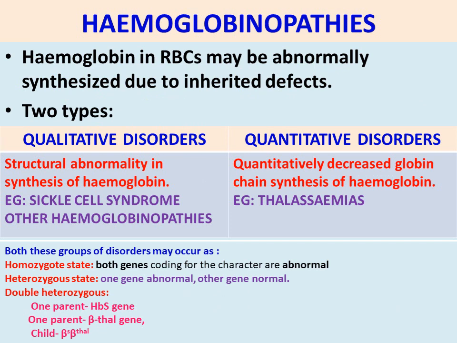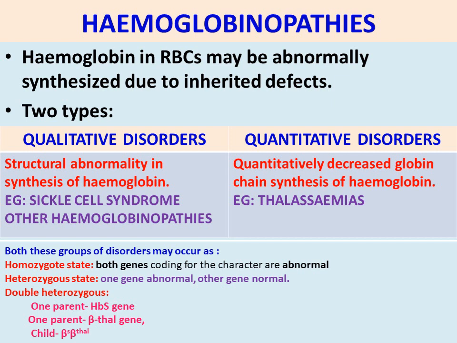Hemoglobinopathies. Hemoglobin in RBCs may be abnormally synthesized due to inherited defects. So due to defects, hemoglobin synthesis is not proper. There are two types of hemoglobinopathies: qualitative disorder and quantitative disorder. Qualitative disorder is a structural abnormality in the synthesis of hemoglobin. So here the hemoglobin structure is abnormal. Sickle cell syndrome and other hemoglobinopathies are examples.